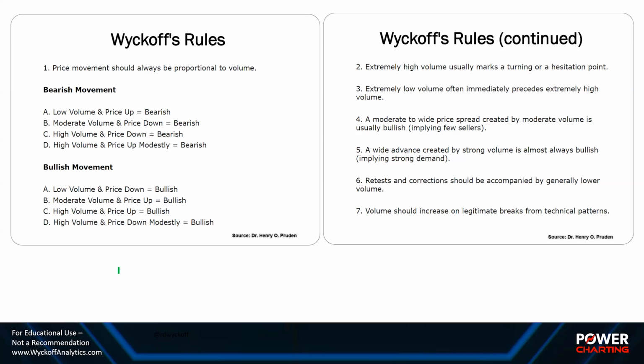And then D, high volume price down modestly. That is bullish because that shows that there's absorption of shares. That's effort and result. The effort is high volume. The result is very little downward movement, which shows that there's an inability to take prices lower on active selling.